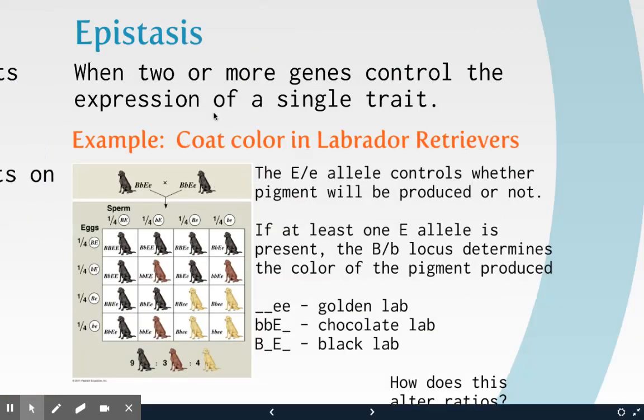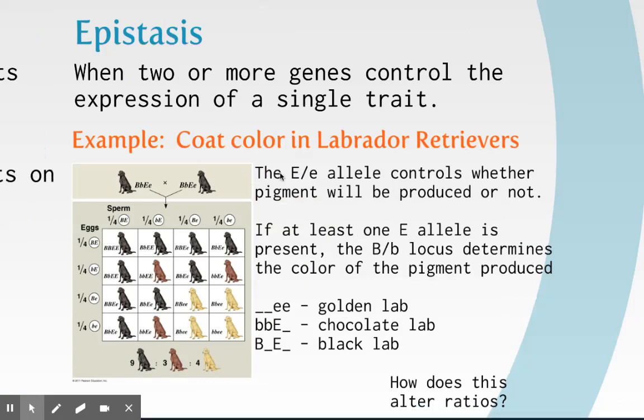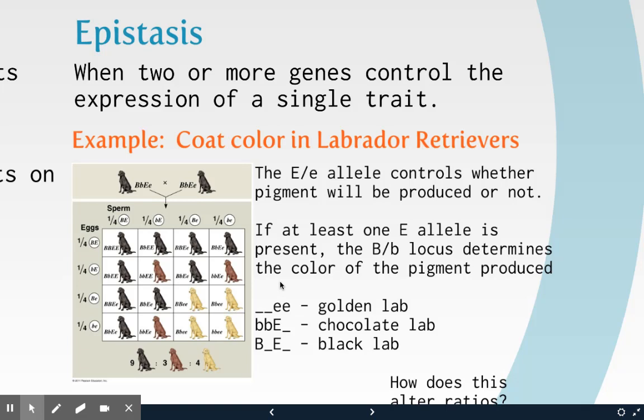Epistasis is when two or more genes control the expression of a single trait. So in polygenic inheritance, you had many genes kind of combining to give you the variance of a trait. And with epistasis, you have two or more genes, and they're all kind of responsible for a different aspect of the trait. So, like with skin tone, they were all expressing the same thing, the darkness of the skin. With epistasis, the genes are not expressing the same thing. Let me explain this better.